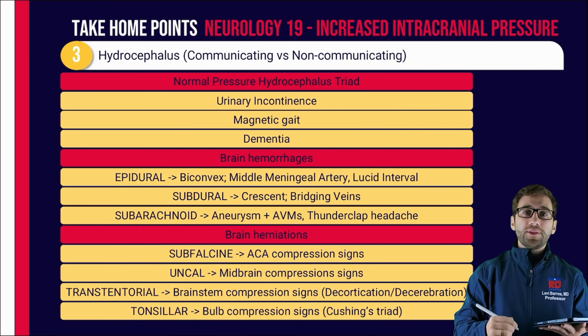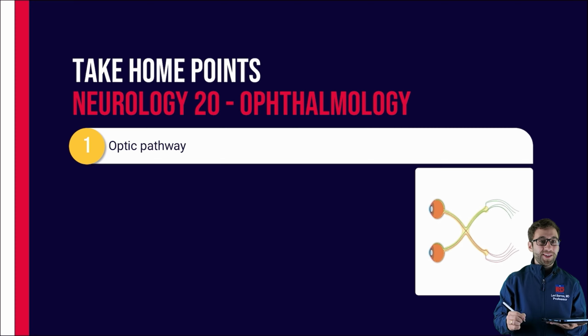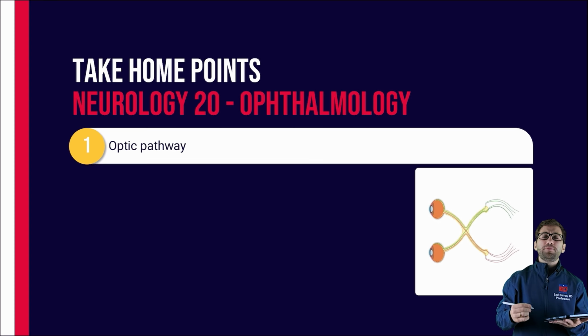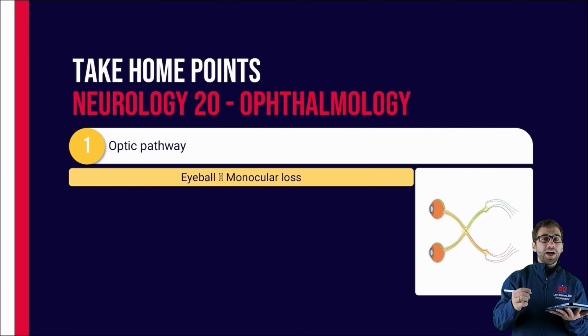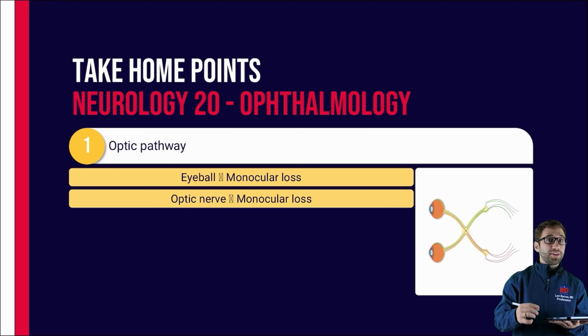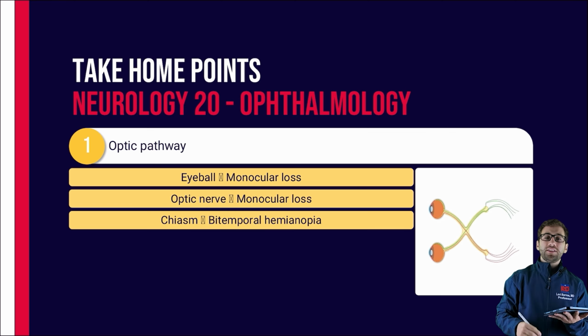Part 20. Welcome to our take-home point session for Neurology 20, focusing on ophthalmology. Let's begin with the optic pathway and its lesions. Damage to the optic nerve or eyeball results in monocular vision loss. A lesion at the optic chiasm leads to bitemporal hemianopia, affecting the temporal visual fields of both eyes.